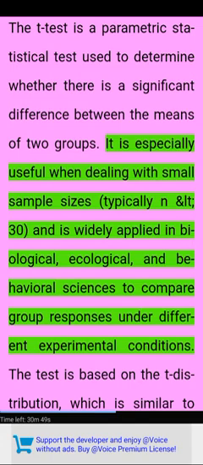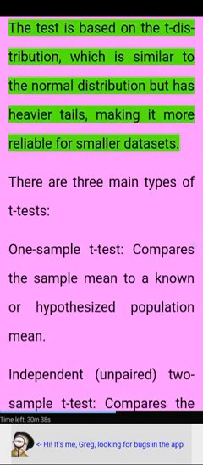It is especially useful when dealing with small sample sizes, typically N < 30, and is widely applied in biological, ecological, and behavioral sciences to compare group responses under different experimental conditions. The test is based on the t-distribution, which is similar to the normal distribution but has heavier tails, making it more reliable for smaller datasets.